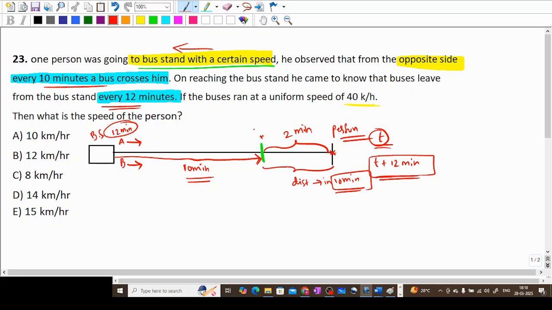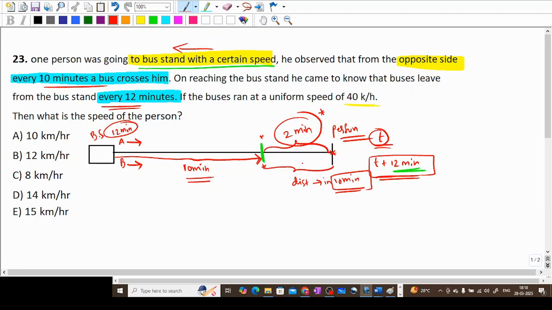Because the total time taken to reach that person is actually how many minutes? It is 12 minutes. Now I can see that after 10 minutes the bus and person met at one point. For that time the bus is traveling for 10 minutes and the person is also traveling for 10 minutes. So if the person is not coming towards the bus stand, the bus may take 2 more minutes to reach that person. So from this, can I write this?